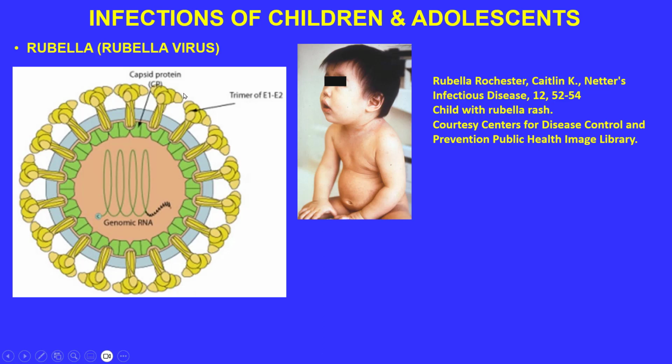Here you see a diagram of the virus, and you can see how it has these capsid proteins out here that would bind to a cell. And here you have the genomic RNA. Now, what you have here is a child with a rubella rash. You can see it in some areas of the body.